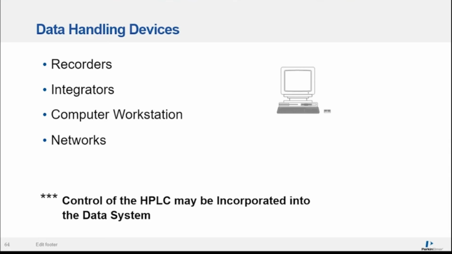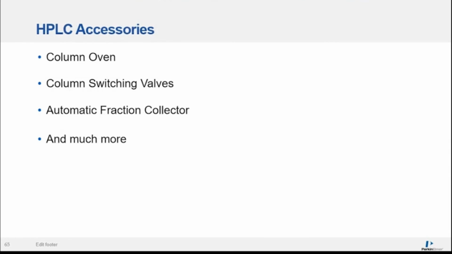There are a number of accessories for HPLC. I did talk about one being the column oven. Personally, I think every system should have it, so I don't really consider it an accessory. There are column switching valves for method development and high throughput, fraction collectors, and much more. But we don't have time to talk about them in more detail.